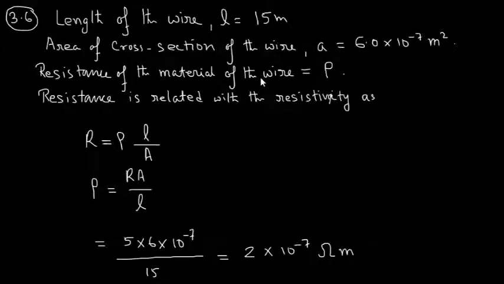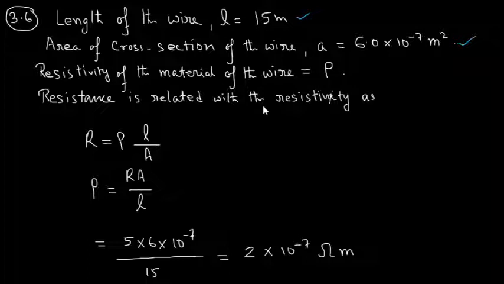So the solution of the problem 3.6 is: length of the wire L is equal to 15 meter. Area of cross section of the wire A is equal to 6 into 10 to the power minus 7 meter square. Resistance of the wire is 5 ohm. Resistivity of the material of the wire is rho.